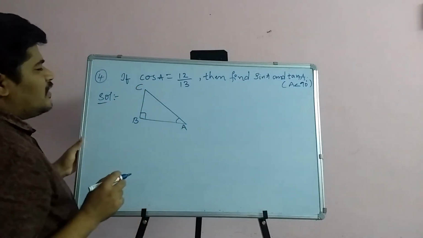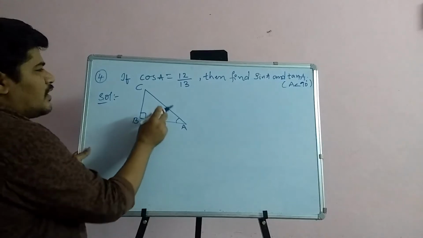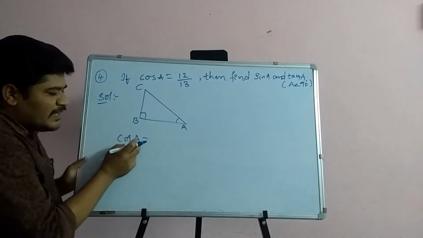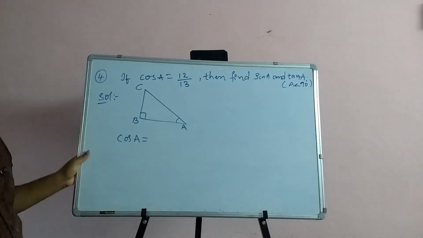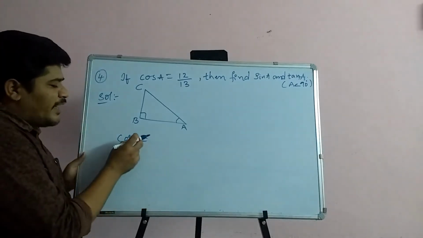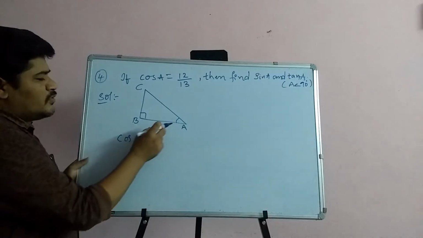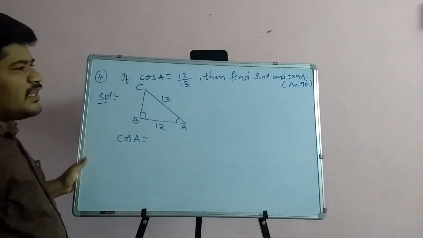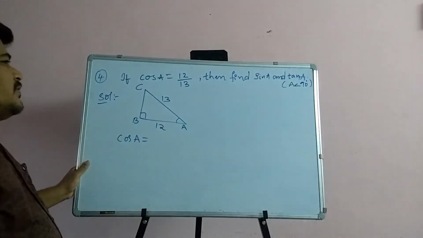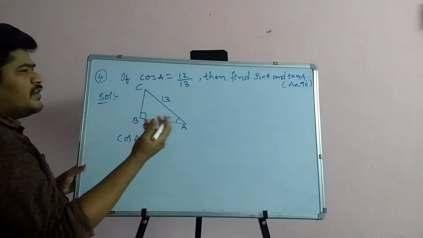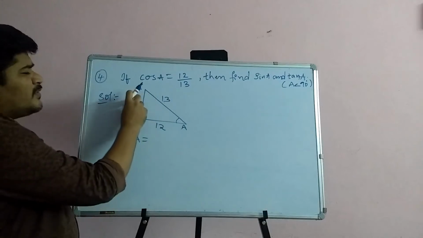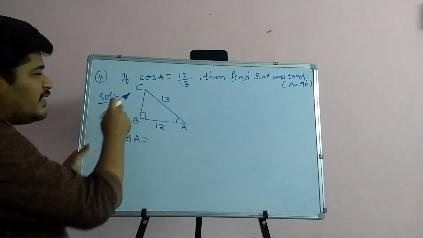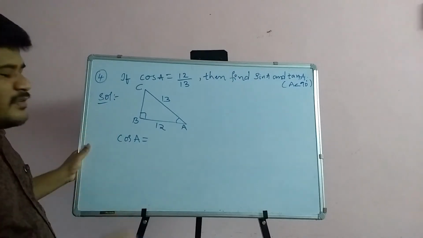Okay, so children, now cos A is nothing but what? Adjacent side to angle A by hypotenuse. Okay, adjacent side to angle A by hypotenuse. So this is 12 and the hypotenuse is 13. And children, they are asking sin A and tan A values. Okay, so for finding sin A or tan A, this side BC is a must. Okay, so we need to find this BC by using the Pythagoras theorem.